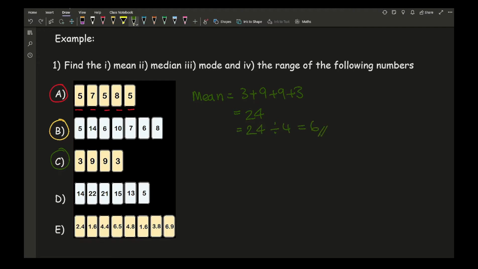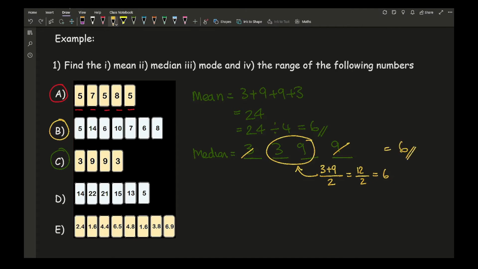Then working out the median. Again, I'm going to have my 4 dashes because I've got 4 numbers. I write 3, 3, 9, 9. And again, when I cross off the numbers, you can see here I've got 2 numbers in the middle. So I either want to find which number is between 3 and 9, or a quick and easy way of doing it is to add the numbers up and then divide by 2. So here I've got 12 divided by 2, which is 6. So my median is 6.